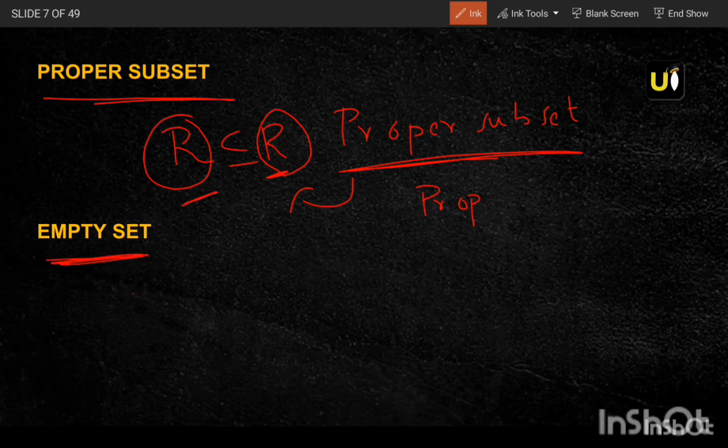Empty set. This set will not contain any element. The number of elements in a set is 0. If the number of elements in a set is 0, then that particular set is considered as an empty set.